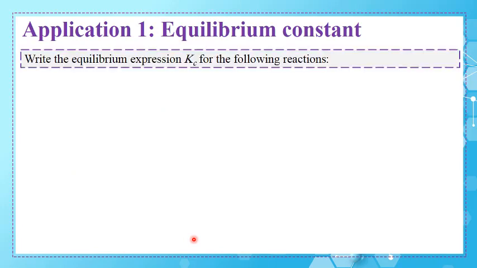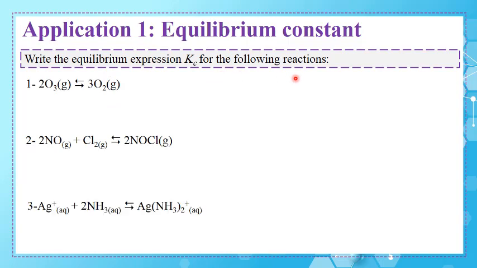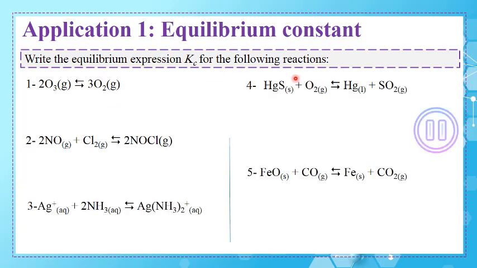Let's do the first application. You have to write the equilibrium expression Kc for the following reactions. They are 5. I will ask you to pause, write it on paper, and then check your answer. Look at the solution now. As you can see, here I have a gas and a gas, so the equilibrium is homogeneous. So I will consider in the relation of Kc all reactants and the product. This is the product, the concentration of O2, exponent 3, which is the stoichiometric coefficient of O2, divided by O3, that is the reactant, exponent 2, which is the stoichiometric coefficient.